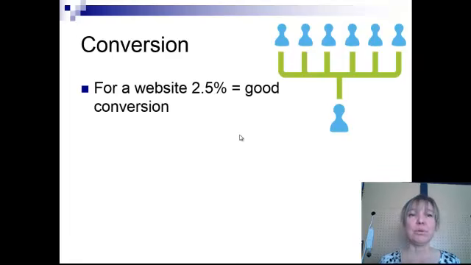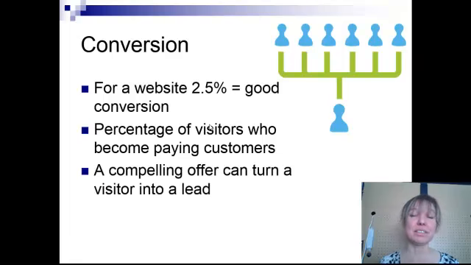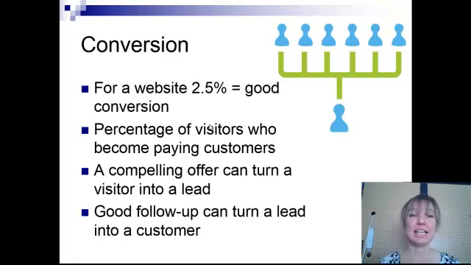So when we are looking at conversion, 2.5% is a good conversion rate. If somebody comes to your website and 2.5 out of 100 people book a room with you, that's a pretty good percentage. A compelling offer can turn your visitor into a lead, and a compelling follow-up, a great follow-up offer, can turn a lead into a customer.